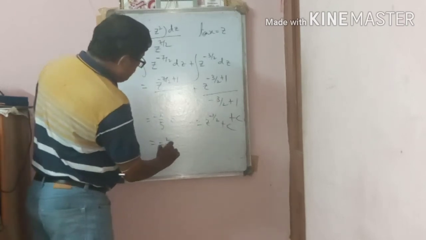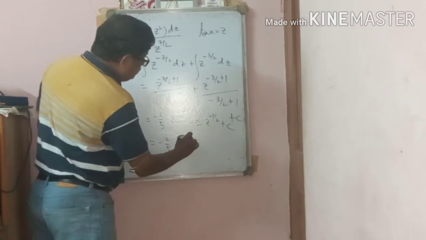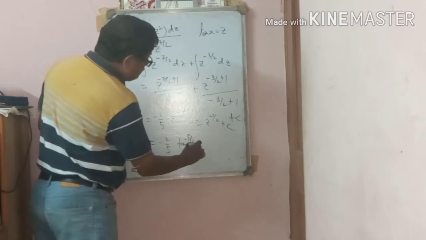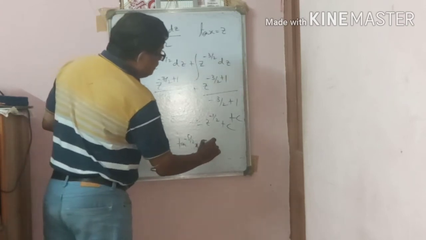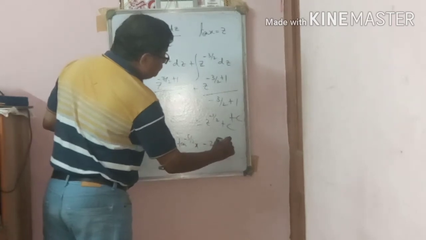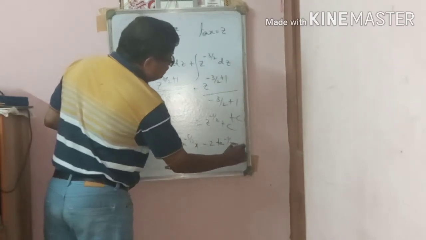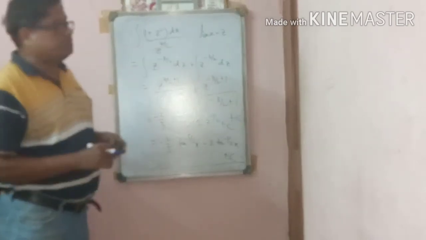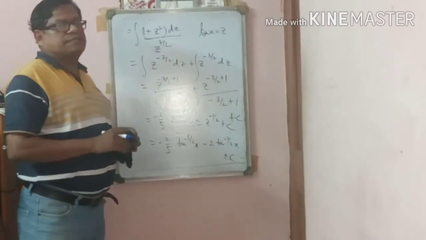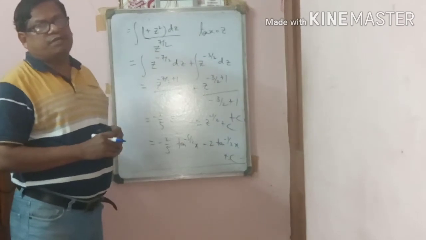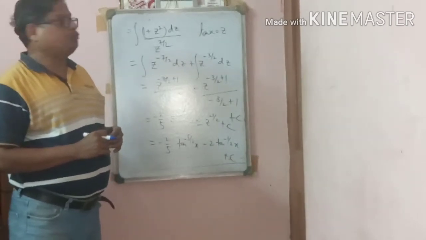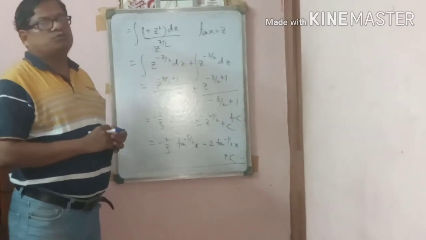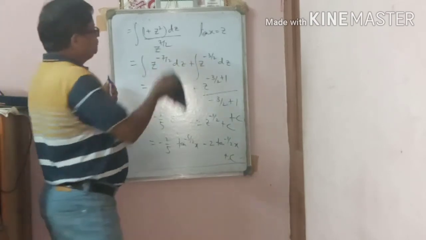Just minus 2 by 5, we put the value 10 to the power 5 by 2 minus x, and minus 2, 10 to the power minus half x, plus constant c. So remember, if m plus n is a negative even number, then you have to put 10x equal to z.